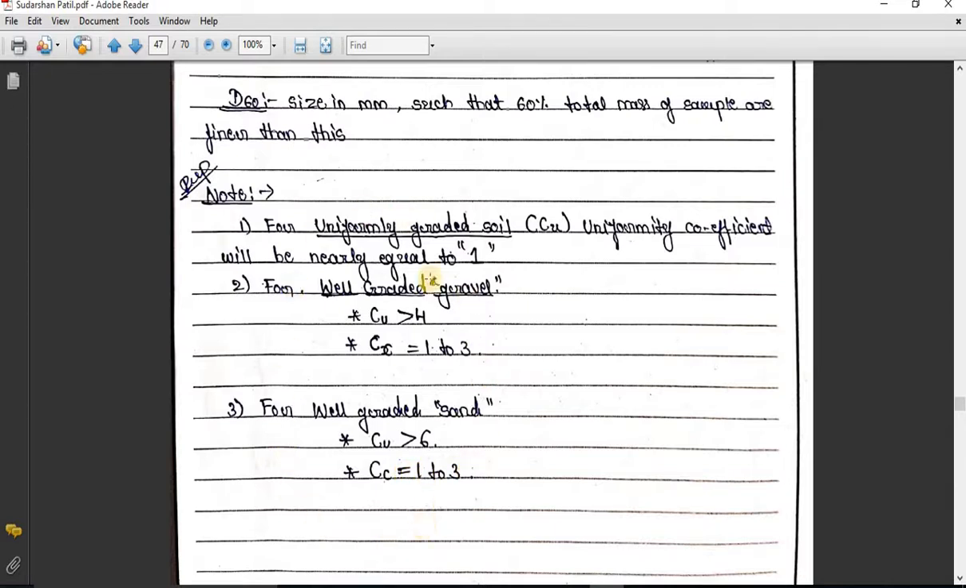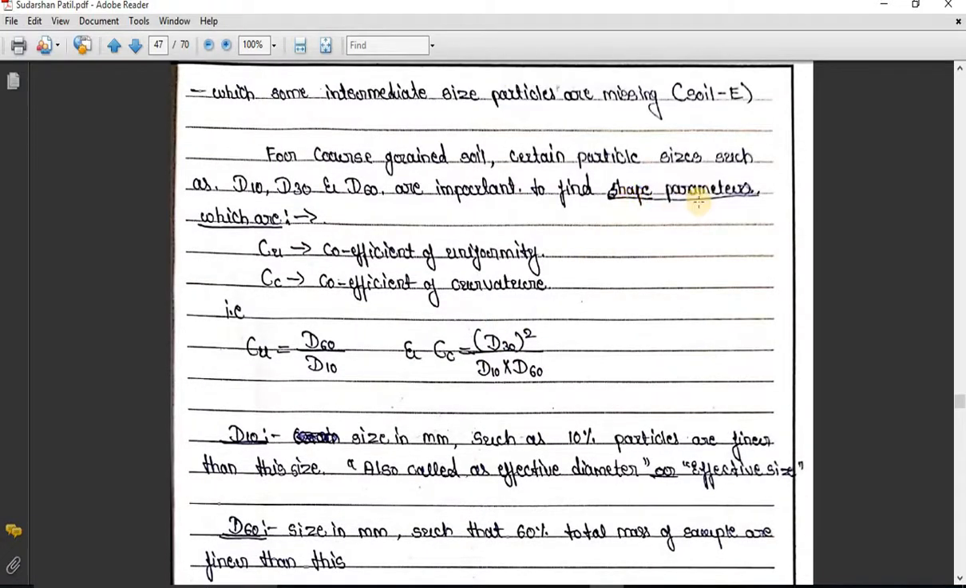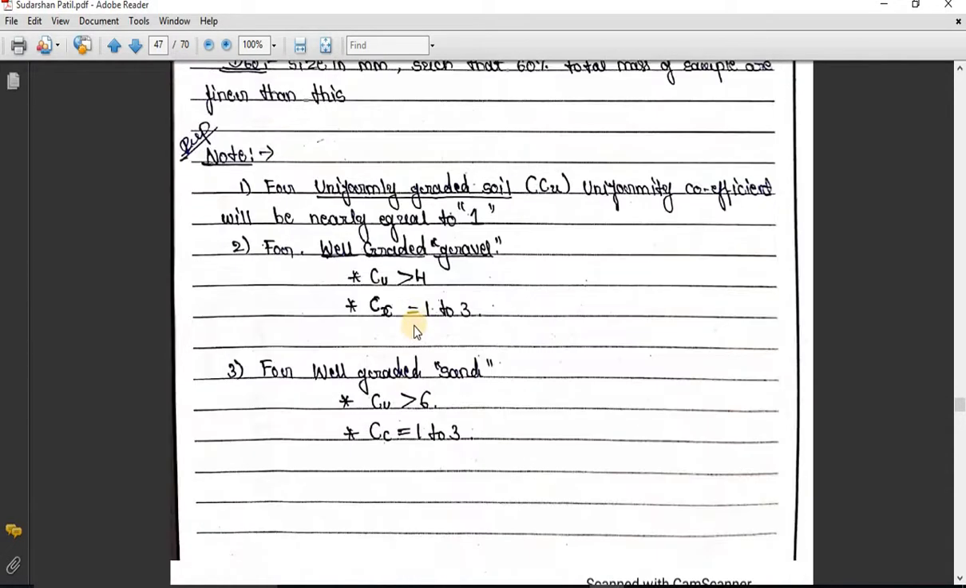So like this, we are going to use these shape parameters in classification of a soil and grading of a soil. For grading purposes, we can use the sieve analysis. So sieve analysis can be used for grading of a soil as well as classification of a soil. Okay. We'll move further.